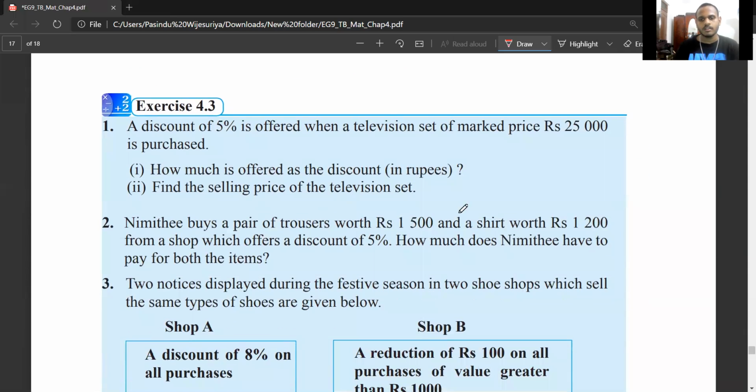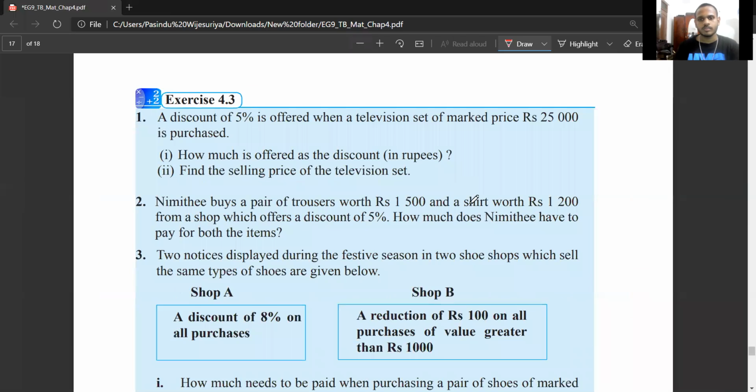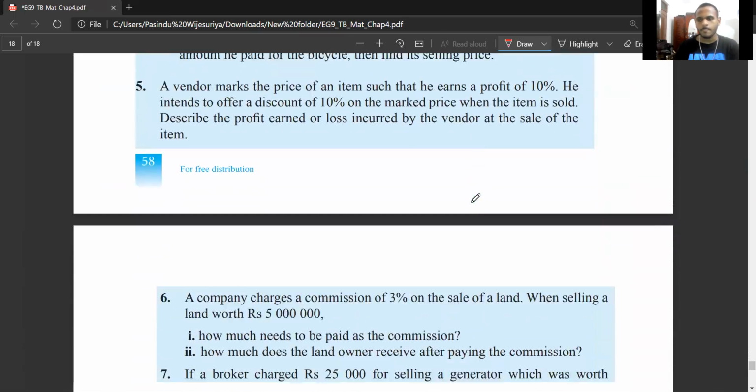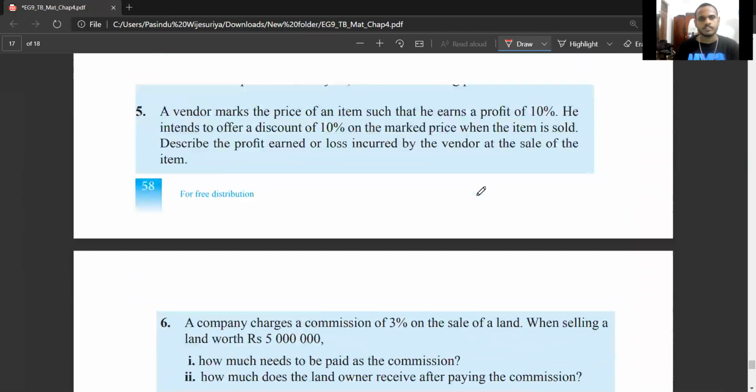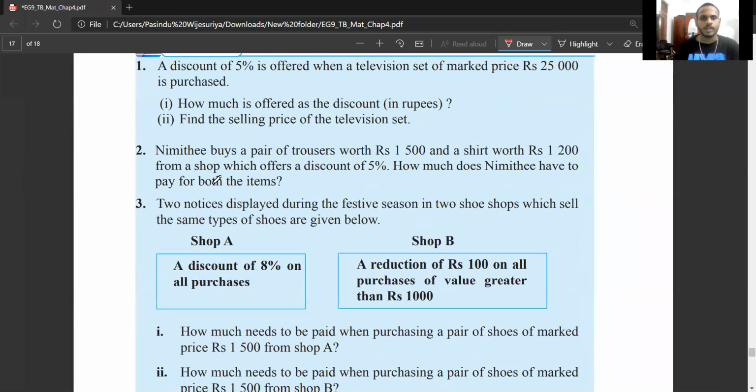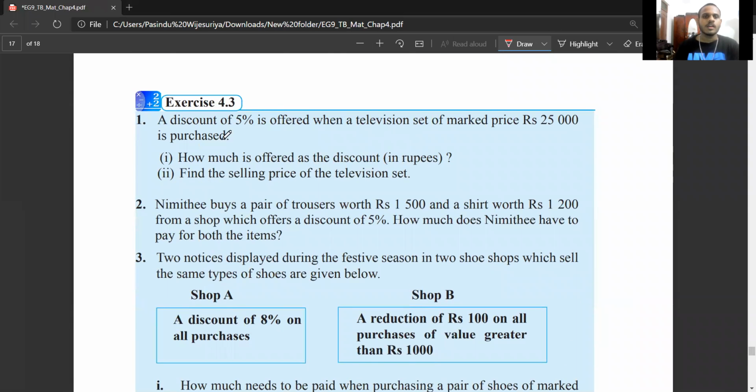It's the same thing. I will just zoom it out a bit. This actually comes to indexation. Yes. So we'll do some random questions in the middle. A 5% discount is offered.